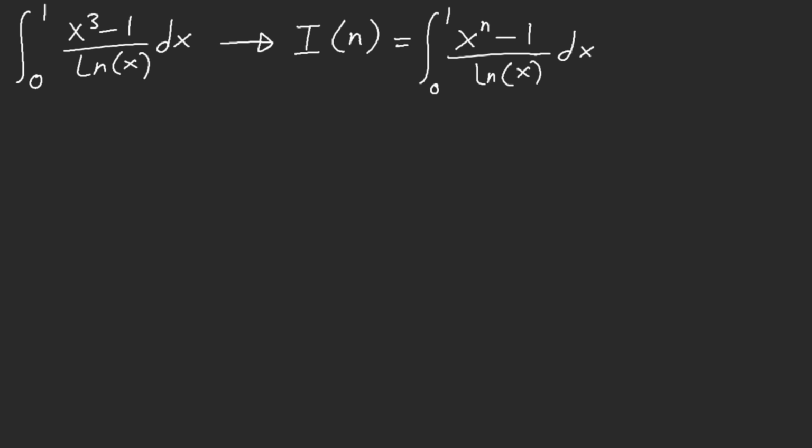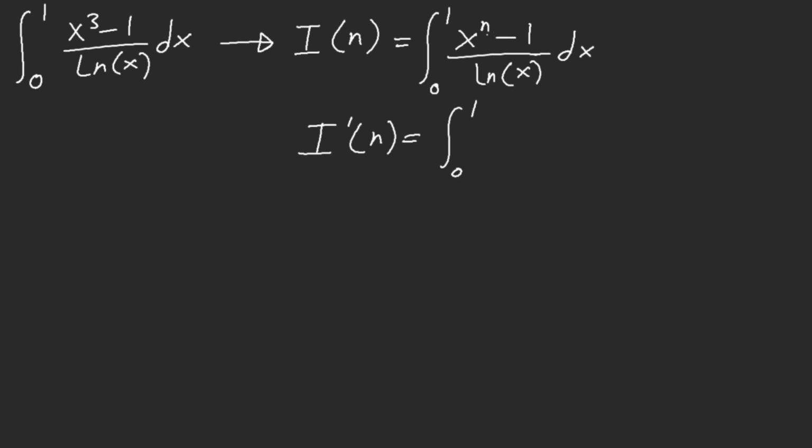So now that we've constructed our integral function, let's go ahead and derive it and see if it helps. If we derive this integral function, will our integral look nicer? The answer is yes, because if you derive this with respect to n, the minus 1 over ln of x is a 0, so that's just going to be gone. What we have left is x to the power of n over ln of x.